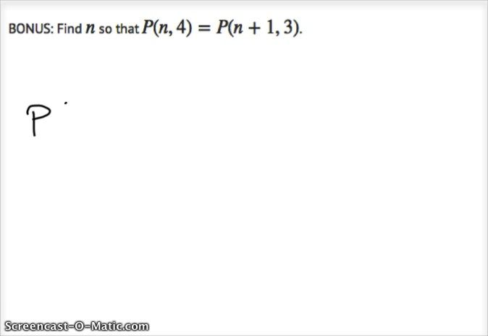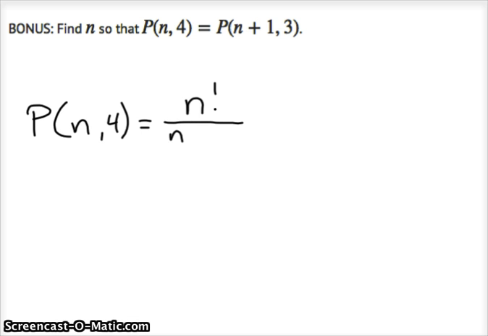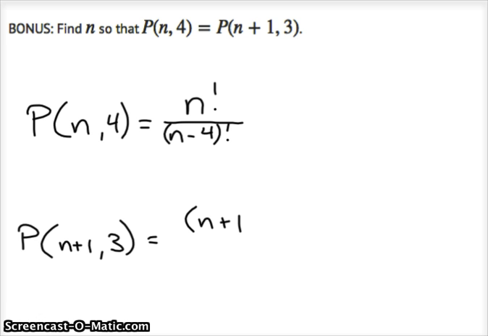Again, remember, permutation of n choose 4 is going to be my n factorial divided by my n minus 4 factorial. And then my permutation of n plus 1 choose 3 is going to be n plus 1 factorial divided by n plus 1 minus 3 factorial. So I'm going to go ahead and actually list out what this is going to look like.